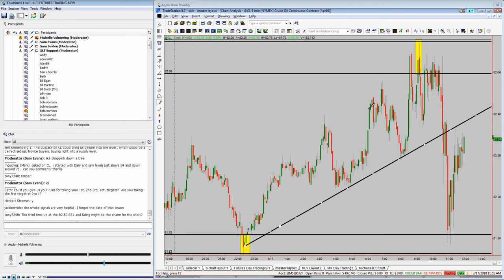So I like to see, in the markets, that there's at least a 10 or a 15 point move between the lows and the highs that I'm starting to look at taking those trades into. Okay? Hopefully that answered that question, Beth.